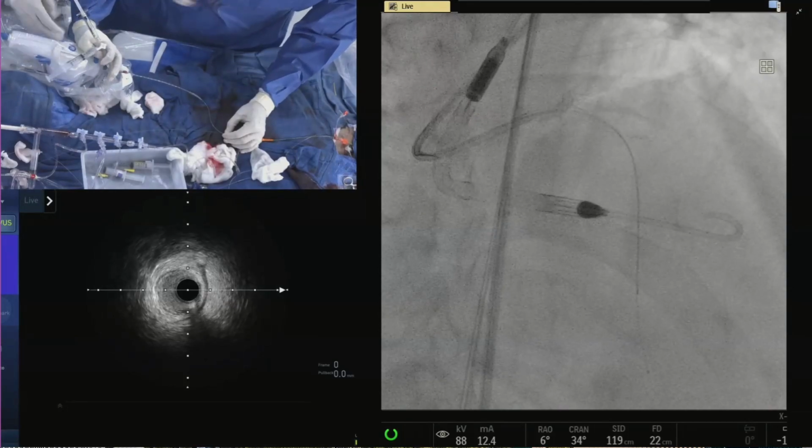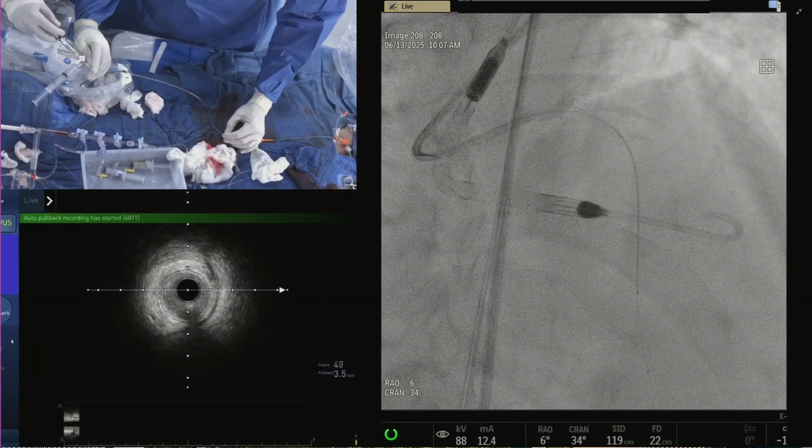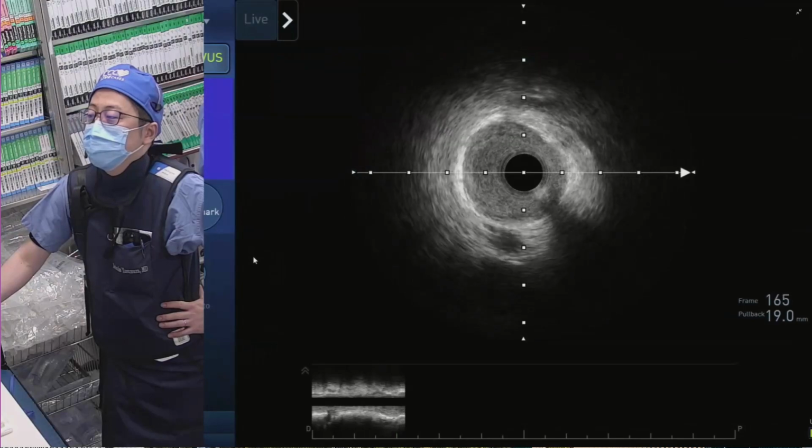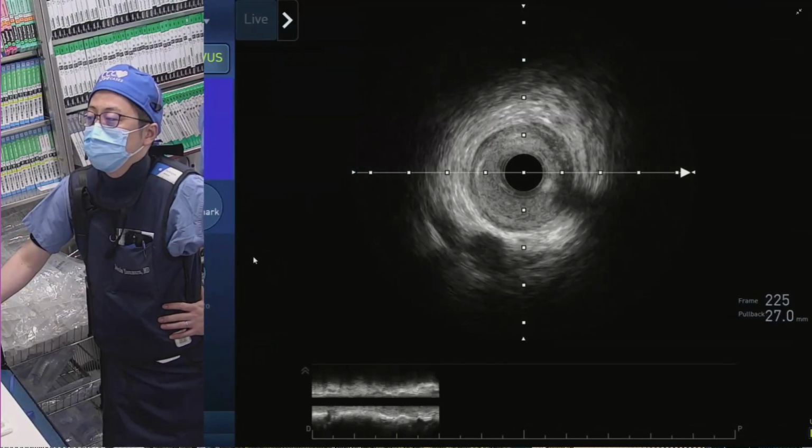Okay, start to pull back. It's like a little bit of myocardial bridge. Yeah, some hematoma here. Hematoma? Yeah, but so far not much calcium.